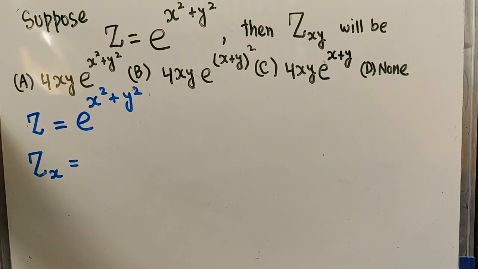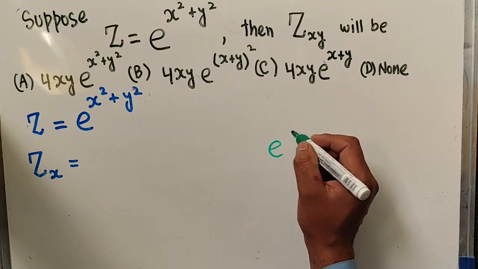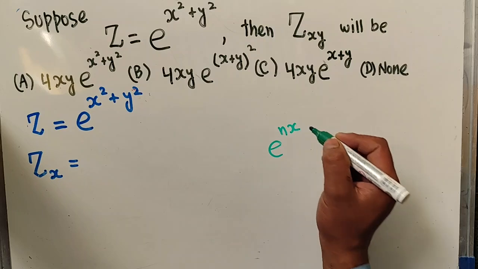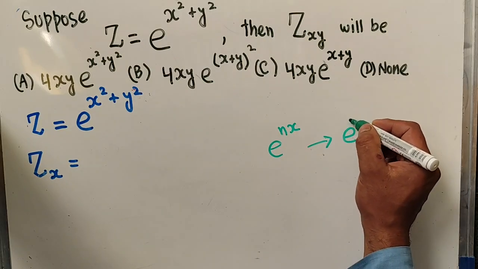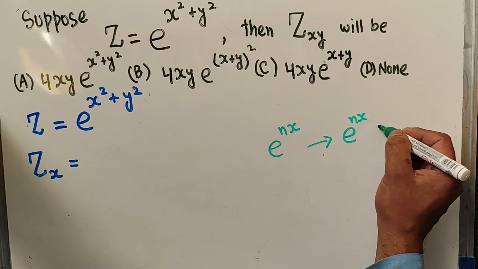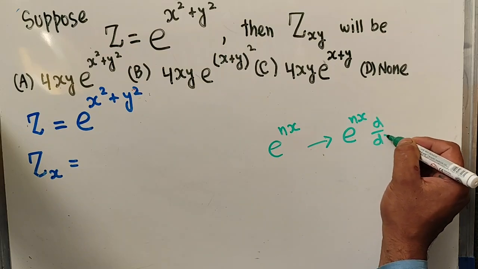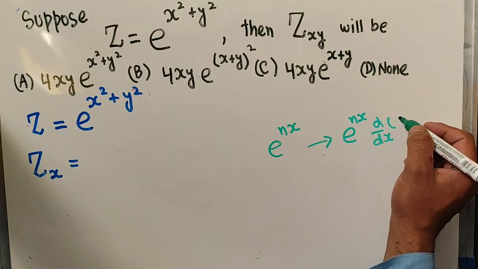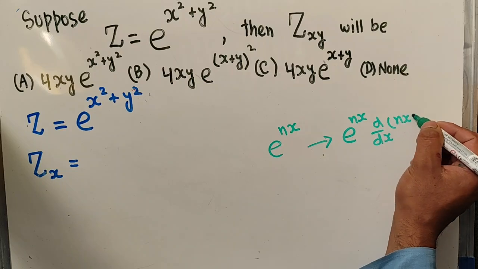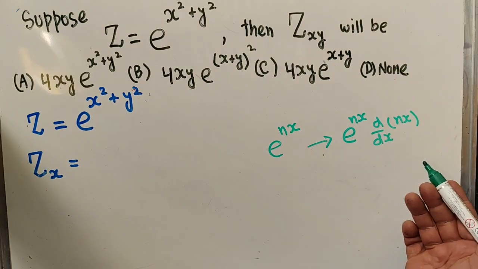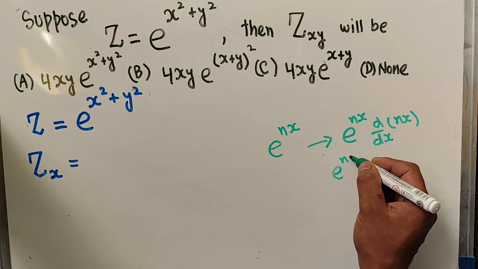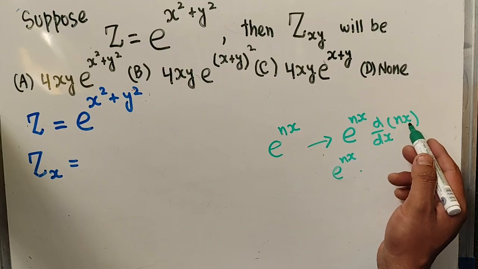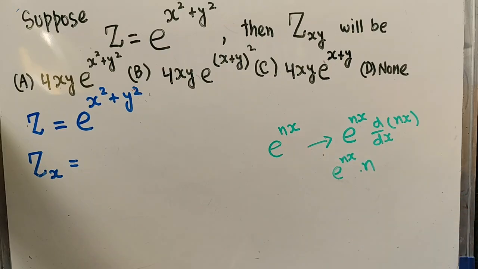Now if we have an exponential function, let me write it here. If we have an exponential function e raised to the power nx, its derivative is equal to the given exponential function times the derivative of the exponent with respect to x, that is nx. These are the rules of differentiation. It is n times e raised to the power nx, times the derivative of x, which is 1, so we get n.